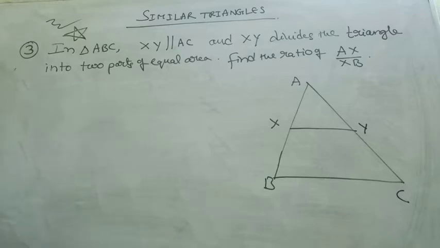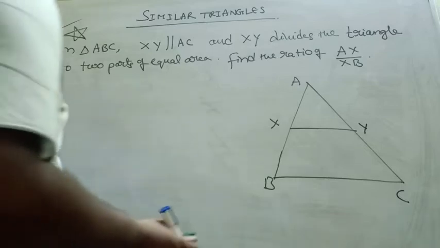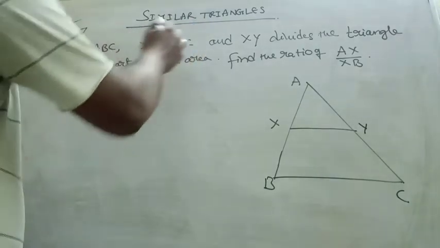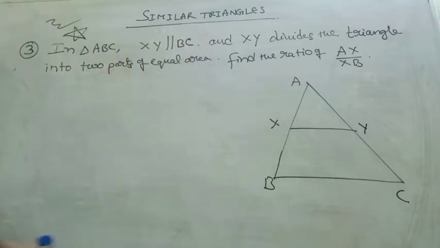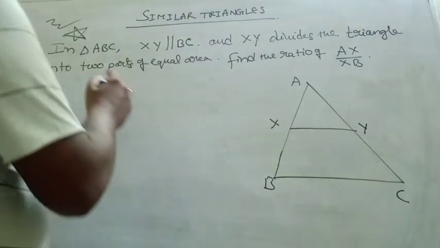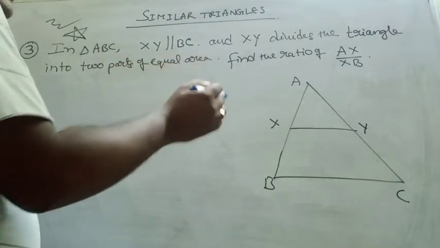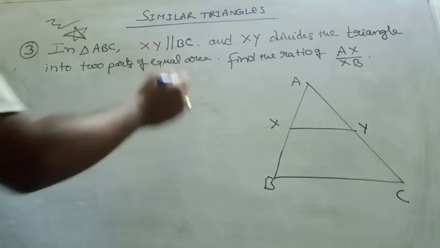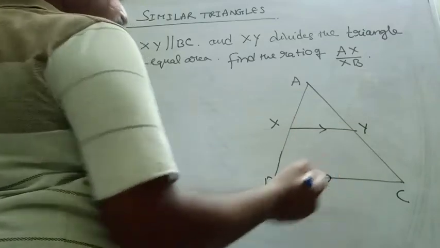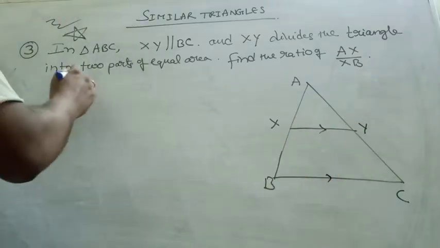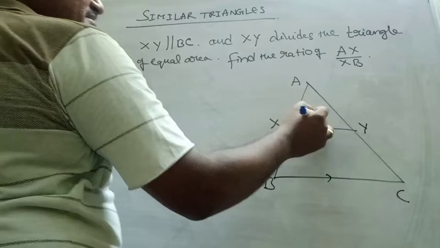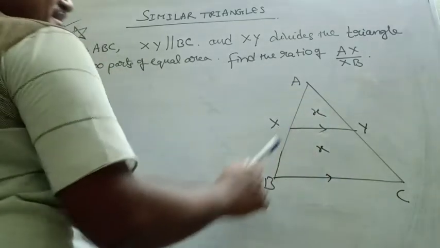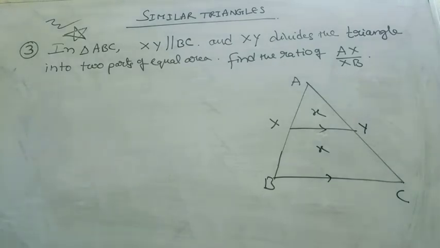No problem. XY is parallel to, not AC, it is actually BC. XY is parallel to BC, and XY divides the triangle into two parts of equal area. Find the ratio AX by XB. They have given that XY is parallel to BC and XY divides the triangle into two parts of equal area. This is x, this is x, two parts. Find the ratio of AX by XB. This is what we require to find.